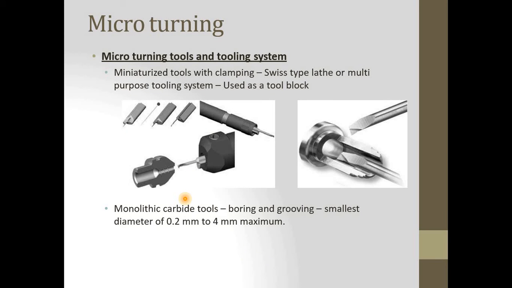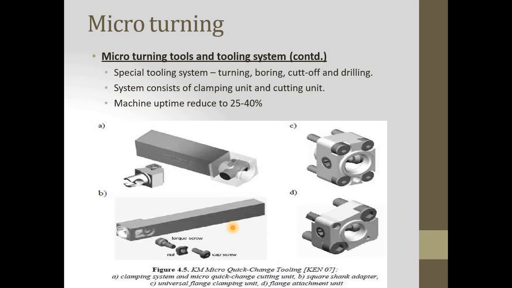These are the micro turning tools and tooling system. Miniaturized tools with clamping, having a Swiss type lathe or multi-purpose tooling system used as a tool block. You can see over here monolithic carbide tools, boring and grooving, with the smallest diameter of 0.2 mm to 4 mm maximum that can be turned.